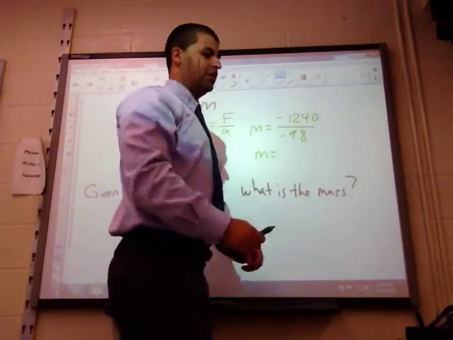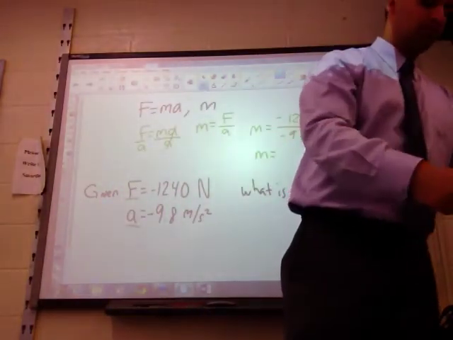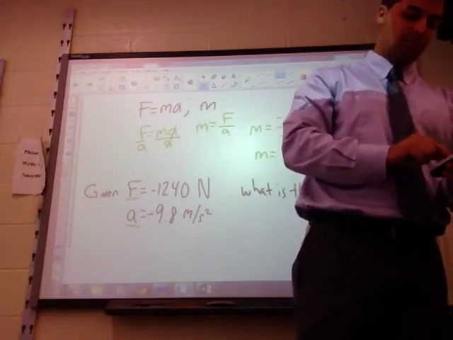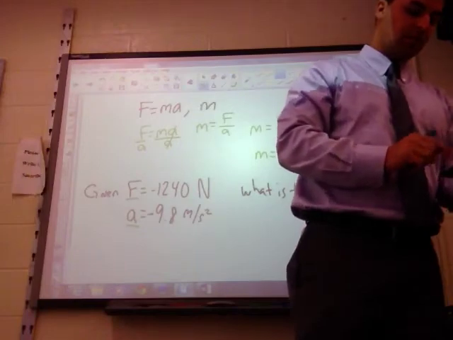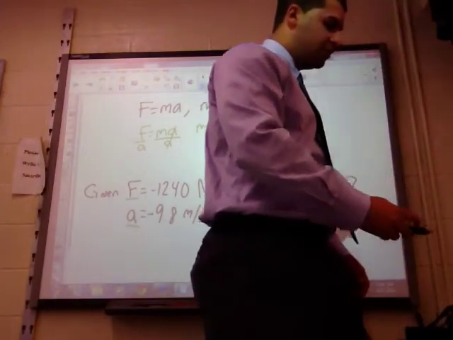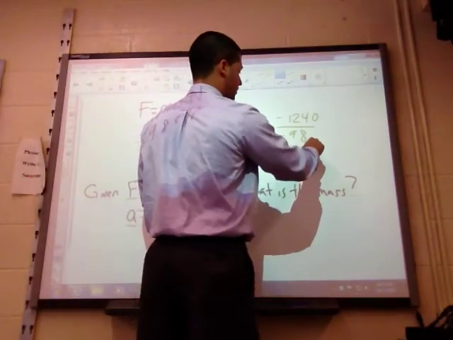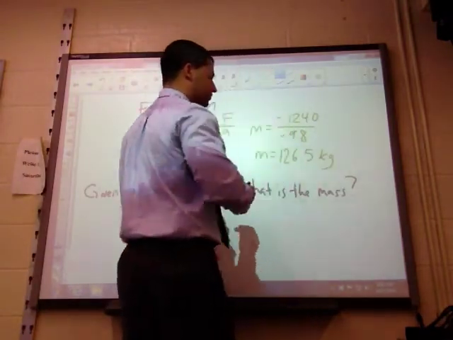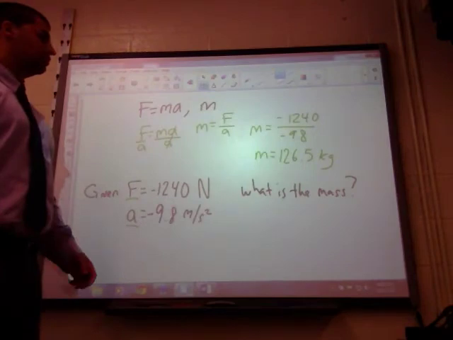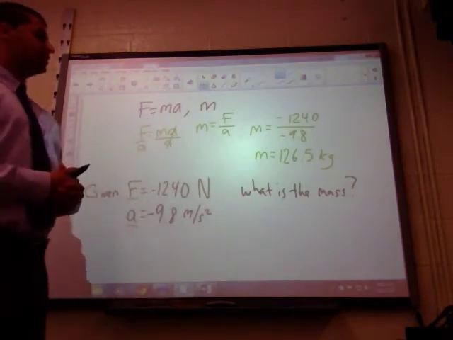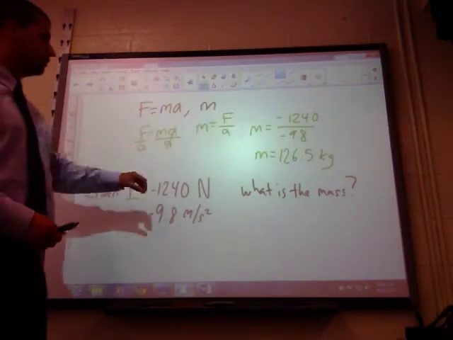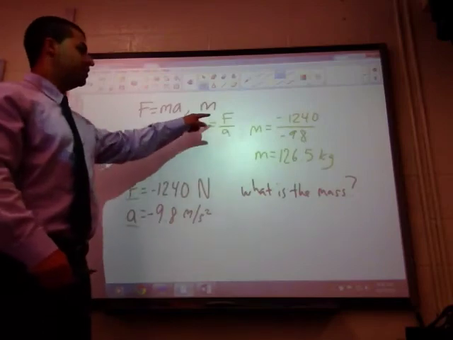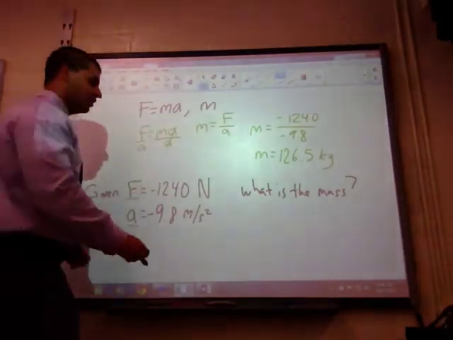And if we use our calculator, we get that it weighed 126.5. Okay, so this is all we had to do here. We solved for our variable first that we wanted to solve for because we knew what our force was, we knew our acceleration, but we didn't know the mass. So we solved for m, plugged in, and all of a sudden there came our m.